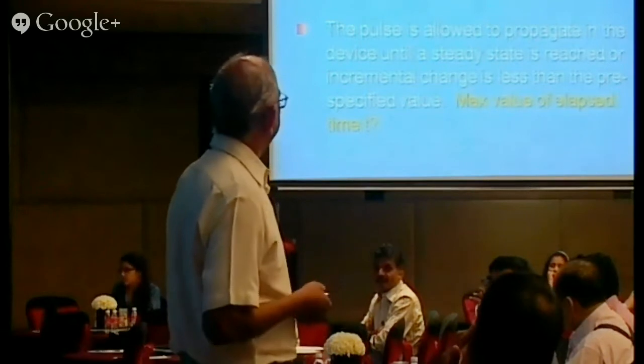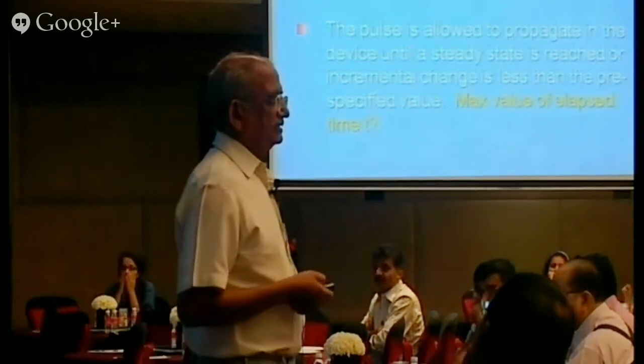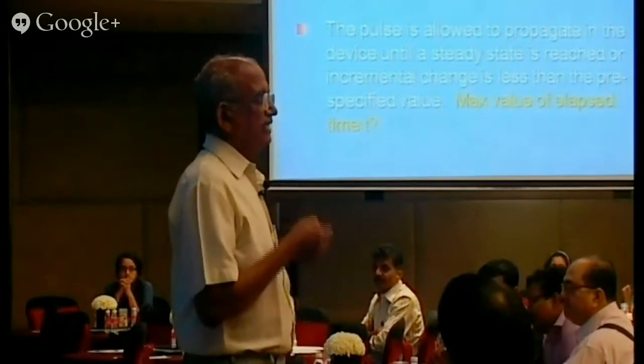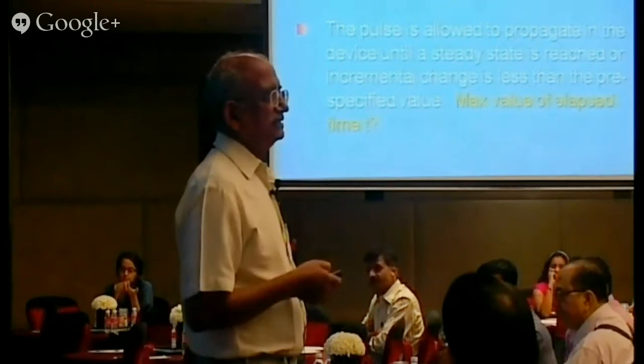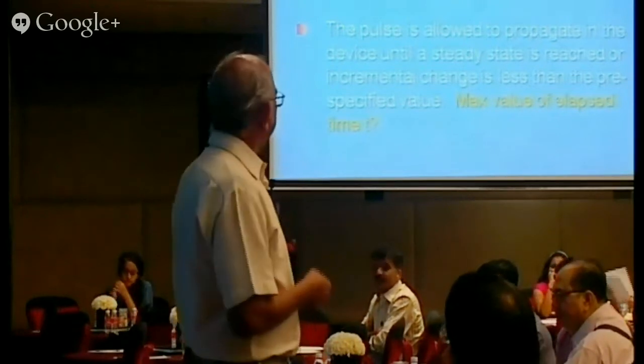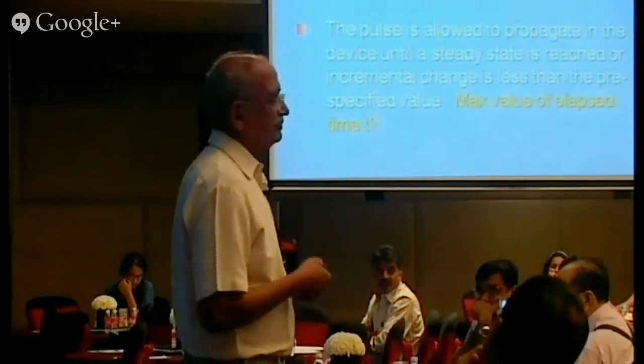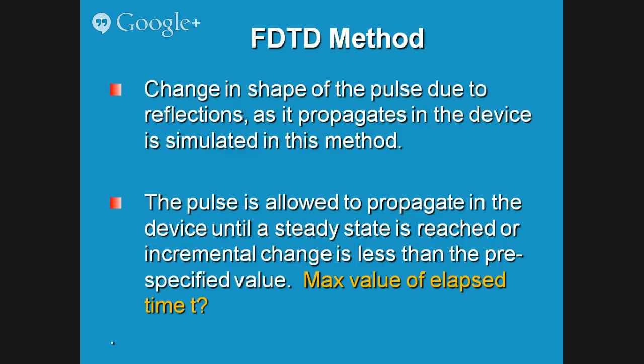Now the question is: when the pulse starts at time t equal to 0 from one end and finally reaches the steady state, what is the elapsed time, the maximum value of elapsed time t? How do we find out that time? Finding out that time, or in terms of the time steps, is very important. Okay?